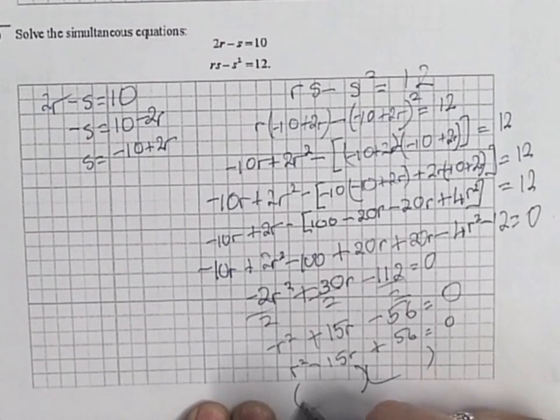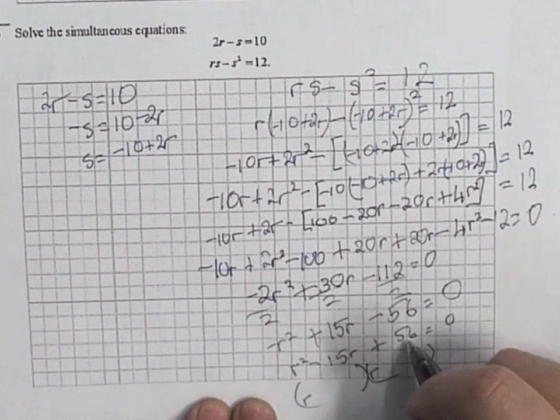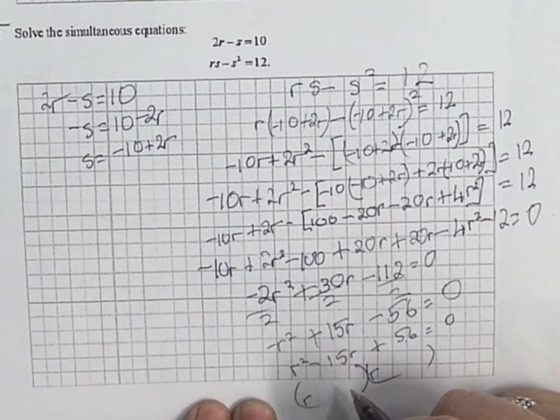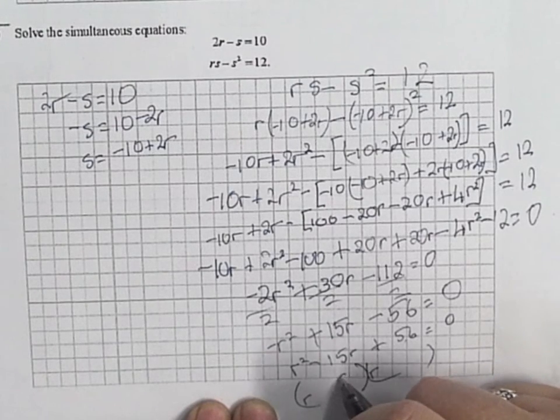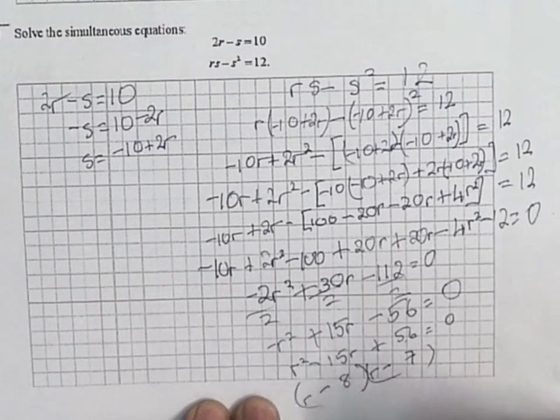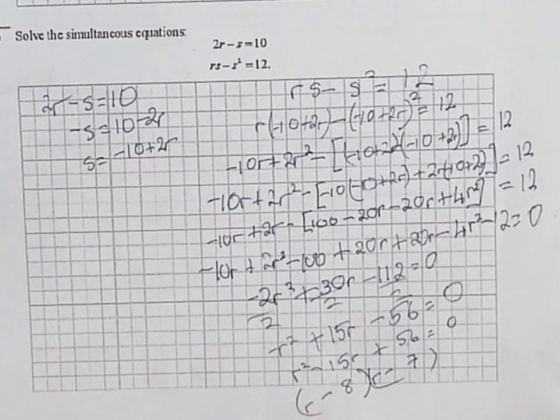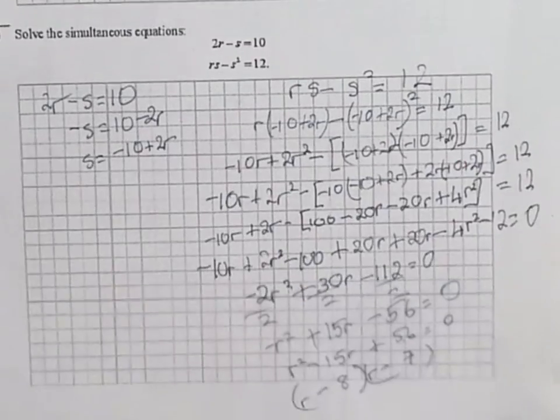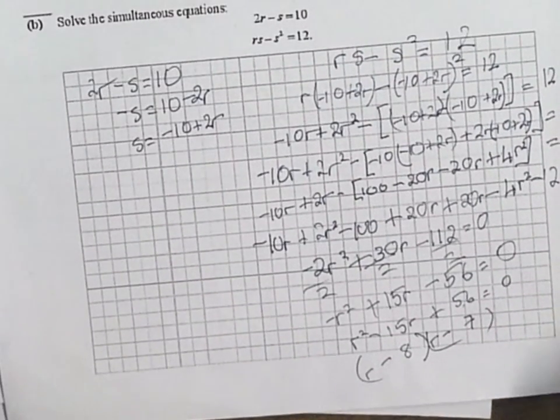So 2 sets of brackets, r and r. I want the factors of 56 that add to give me 15, so that's 8 and 7. And 2 minuses. So minus 8r minus 7r gives me minus 15r. Right, okay. Then I need to let each bracket equal 0.